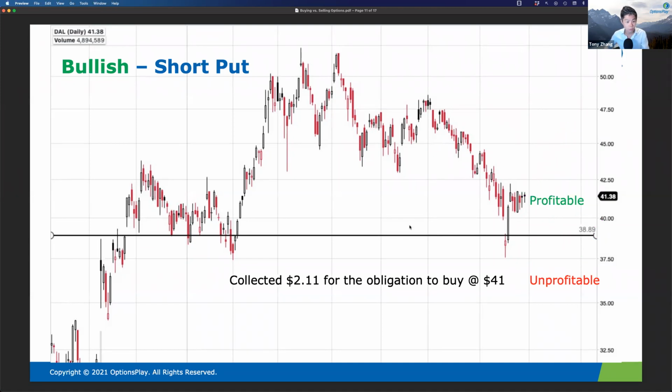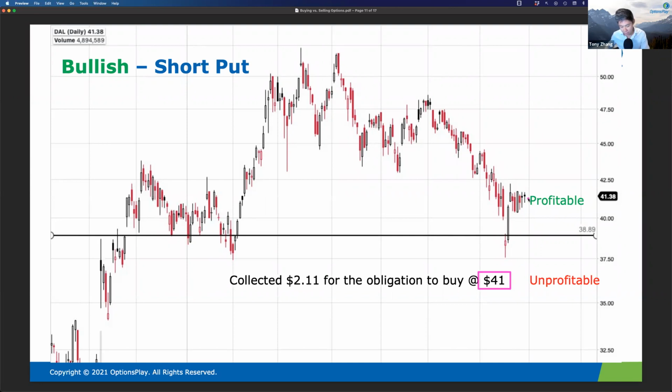So let's review this. As a put seller, you collected $2.11 for the obligation to buy the stock at $41. What does that mean? If the stock is at $42.50, the put buyer will never exercise their put, because why would they sell to you at $41 when they can sell it on the open market for $42.50?